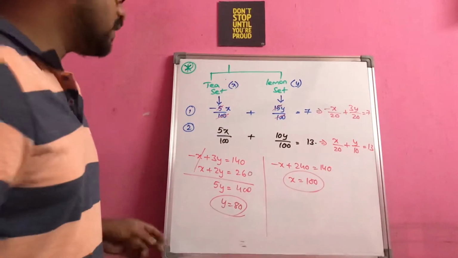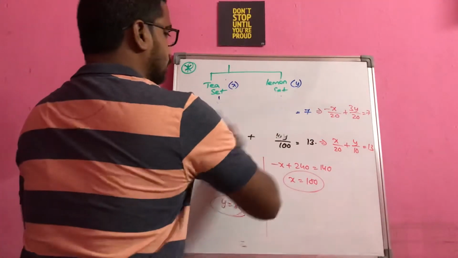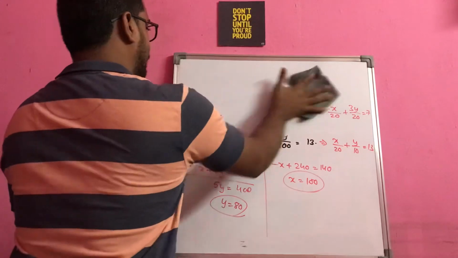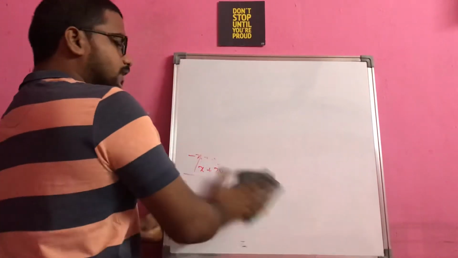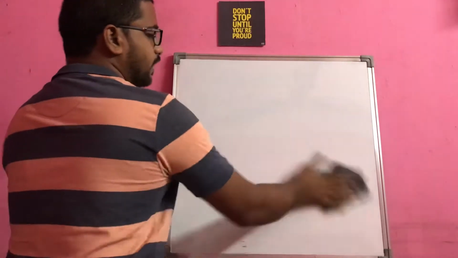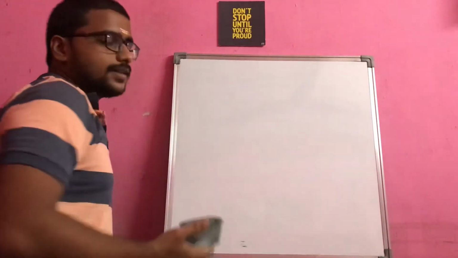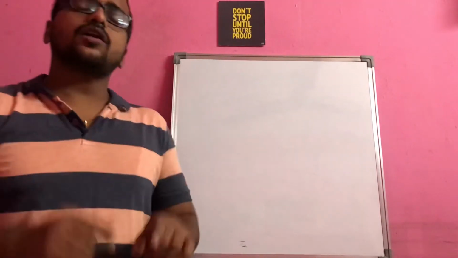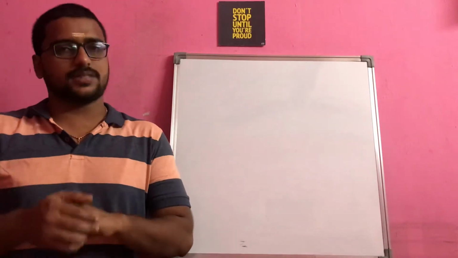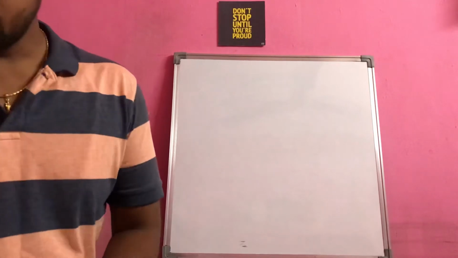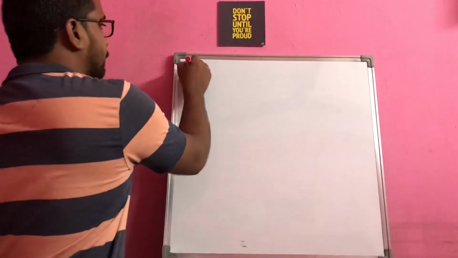Okay, now let us see another question. The only thing is, first thing you should identify how many different items are there. Second thing you should understand what they are mentioning. Understanding the question in a clear way is important. Let us see the next question.